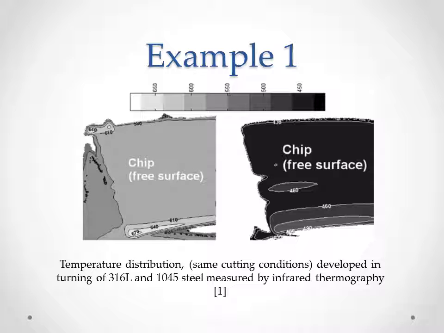Here is an example of the difference between a regular steel and a stainless steel. On the left we have 316 stainless, and on the right we have 1045, and they just measured it with an infrared thermometer essentially. So we have an average chip surface there of around 600 centigrade, and on the right looks like maybe we have an average of 400.